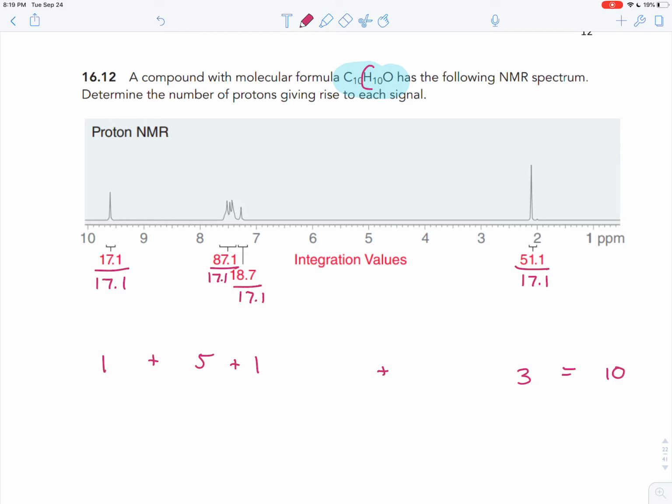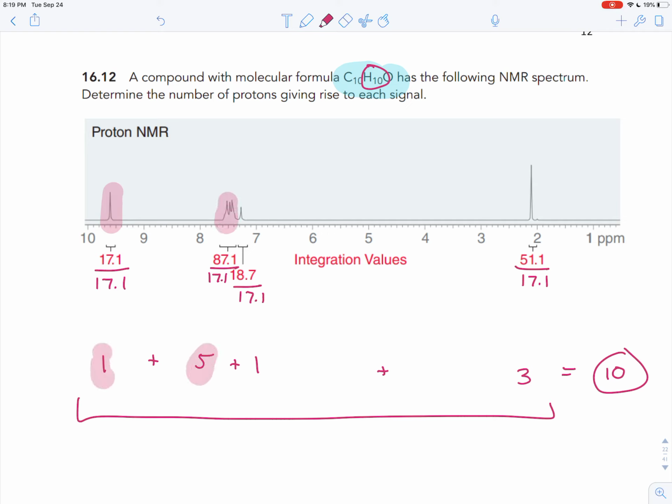Compare that with the number of hydrogens in the molecule. There are 10. And because those numbers are the same, that means these must be the numbers of hydrogens in each of these peaks. This first peak really does have 1 hydrogen in it. This next one does have 5 hydrogens in it. The next one does have 1 hydrogen in it. That electronic environment does have 3 hydrogens in it. And so it says determine the number of protons giving rise to each signal. 1 proton is giving rise to that first signal. 5 protons are giving rise to the second one. 1 proton is giving rise to the third one. And 3 protons are giving rise to that rightmost one.